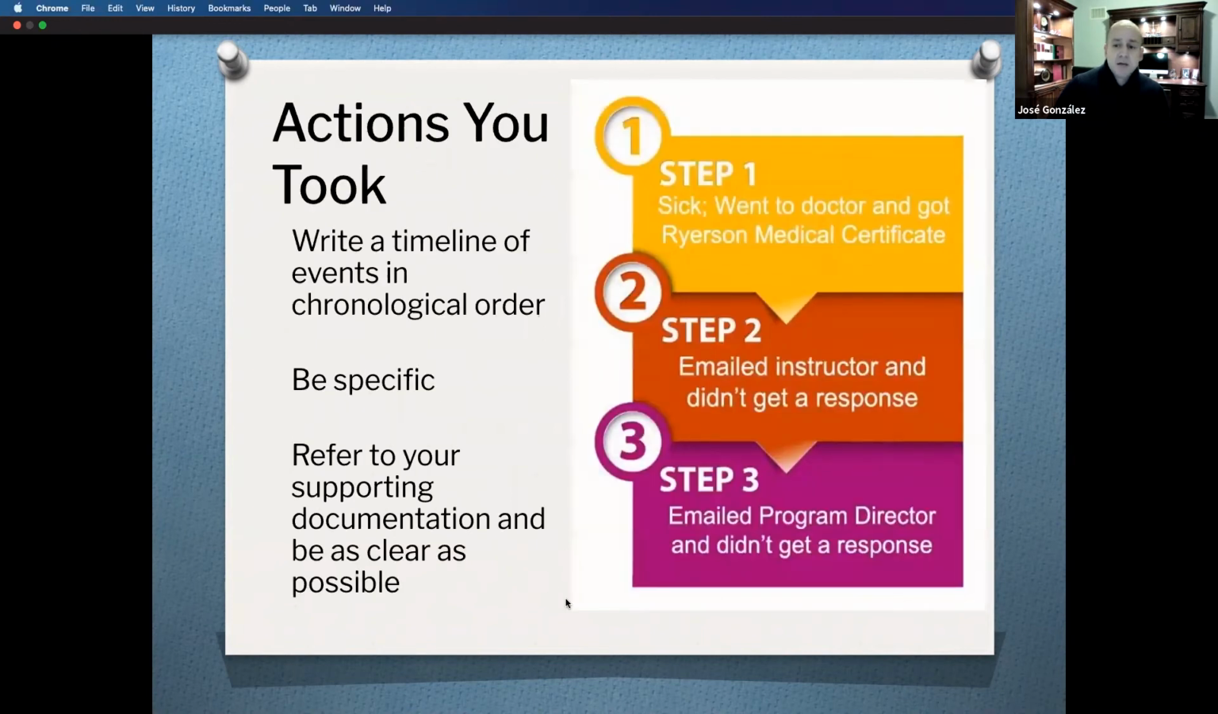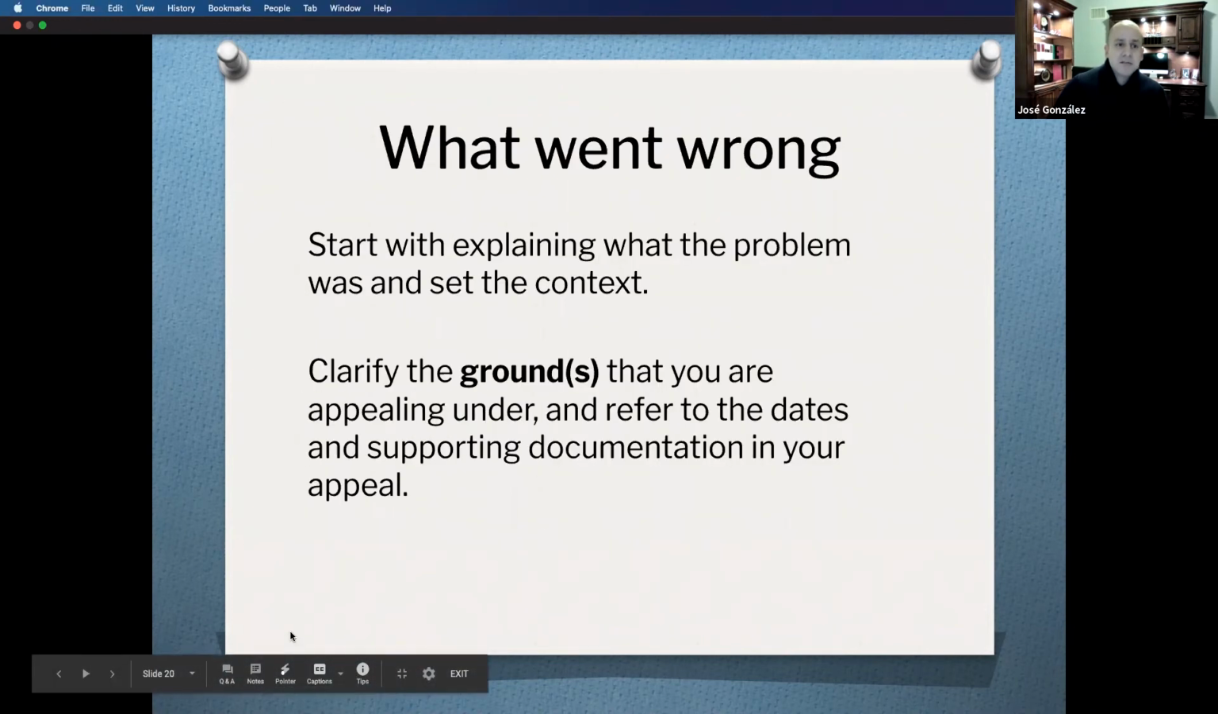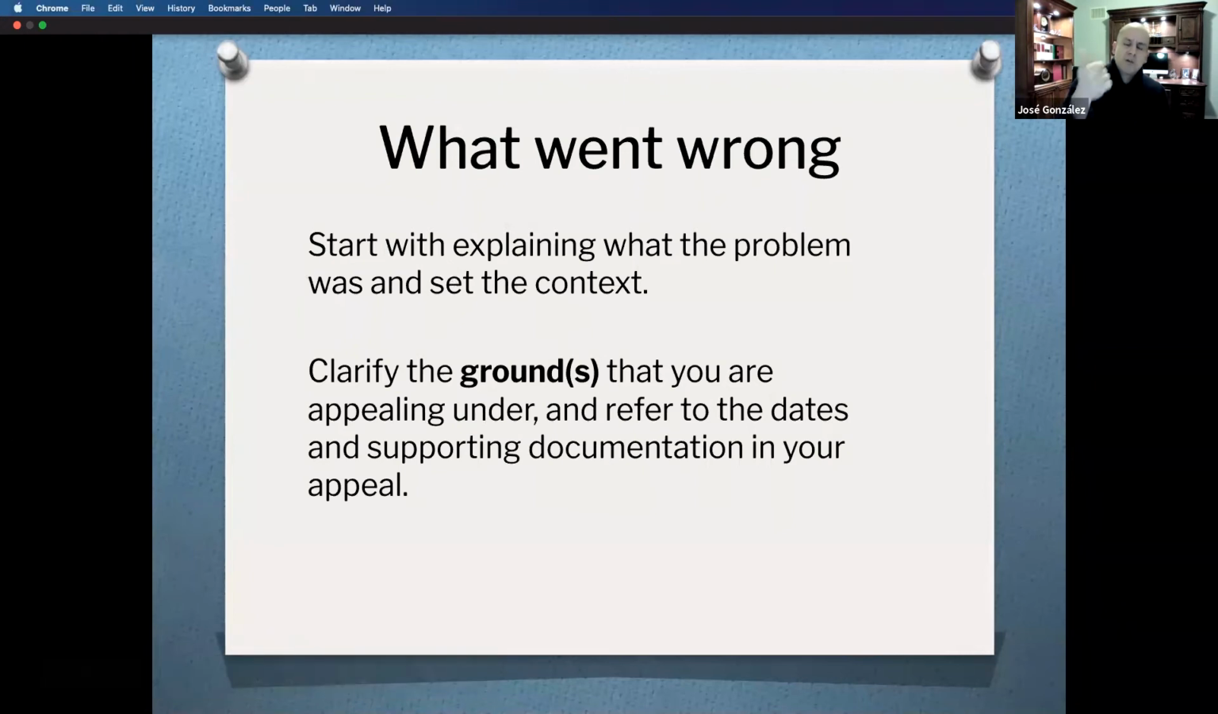And explain exactly what this is. If it's an extenuating circumstance, identify it. The first thing is to identify one ground or more than one ground, and then explain exactly what happened and how that affected your final grade, your assignment, or your academic standing. There should be a connection between the ground, what happened, and your academic performance that left you with a grade that doesn't really reflect your knowledge.